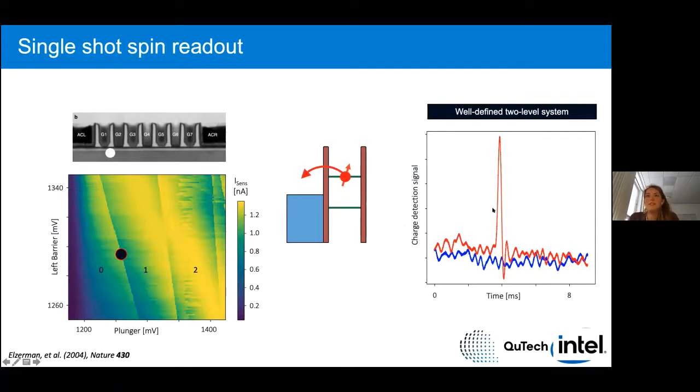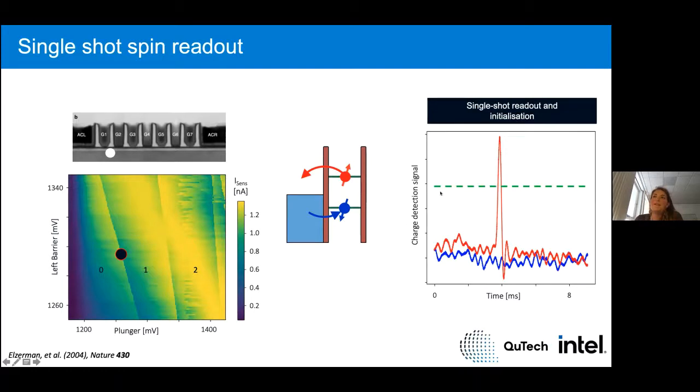So you want, as you see here. And of course, eventually a spin down electron will tunnel in. So we always end with a spin down. Then if we threshold the signal, if we have a spin down, there will be no signal. And if we have a spin up, there will be a signal. So we can threshold this, and we basically have single shot readout by means of spin to charge conversion.